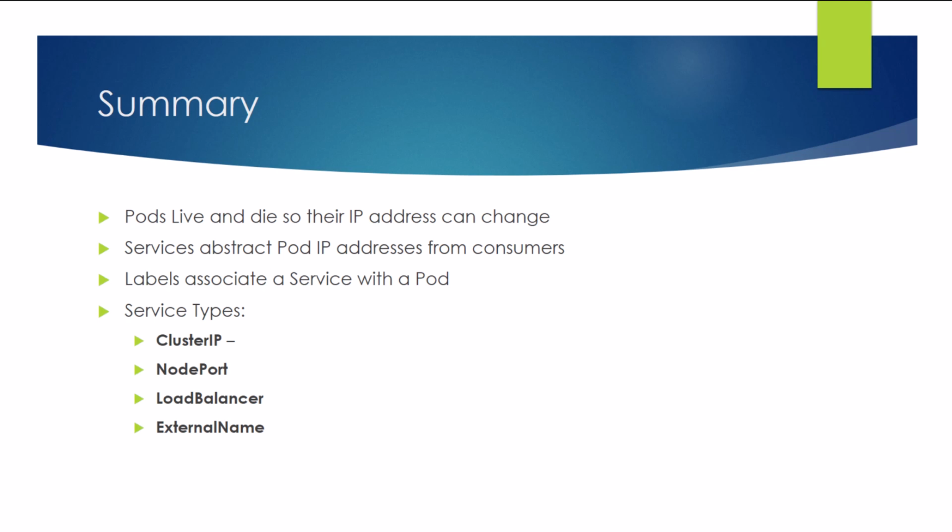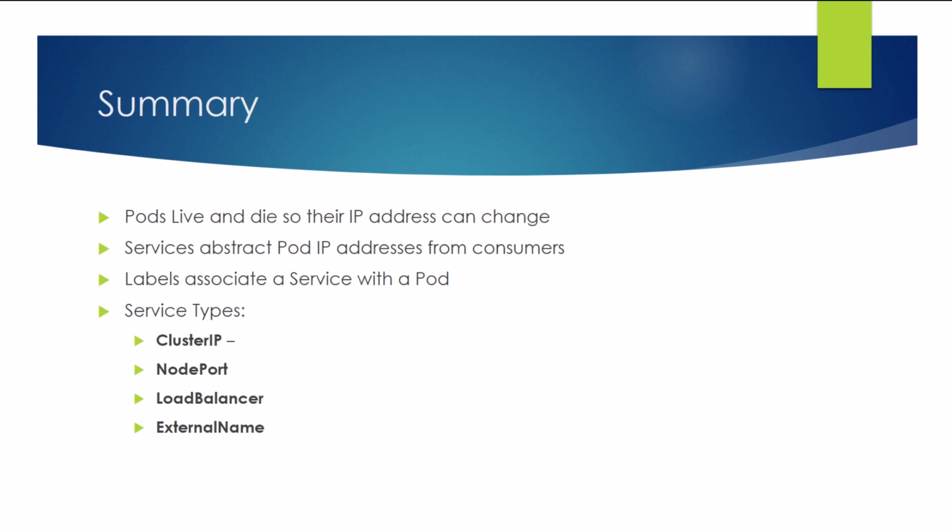Throughout this module, we have talked about some of the basics and networking features that Kubernetes provides. We know pods live and die, so their IP addresses change, and services then provide that abstraction that allows us to get to the pods without actually having to know the IP addresses of the pods. That way, the consumers can just call into the services, and that magic happens behind the scenes with Kubernetes.